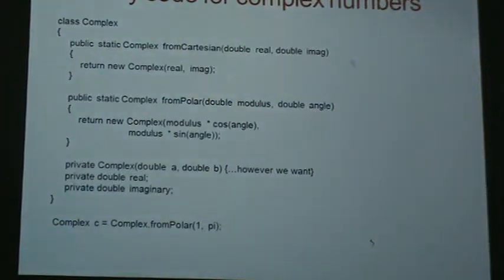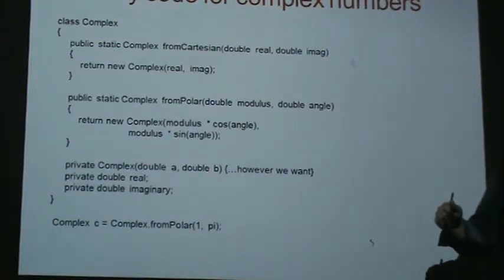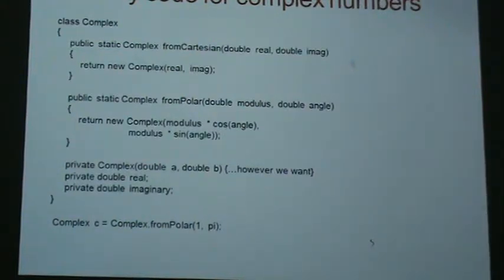Is there anything in this code that you can tell which language it is? Public stack is in both languages. Sign is in both languages. Cosine is in both languages. New is in both languages. I think this would work in C++ or Java compilers, right?